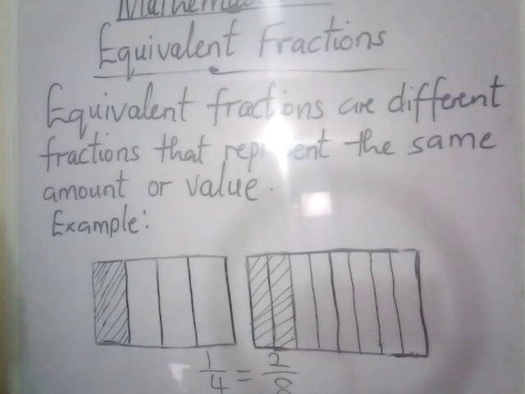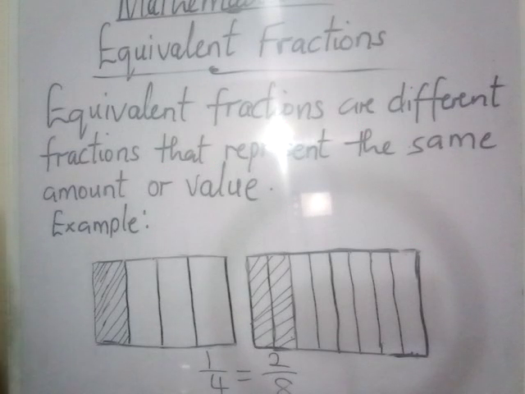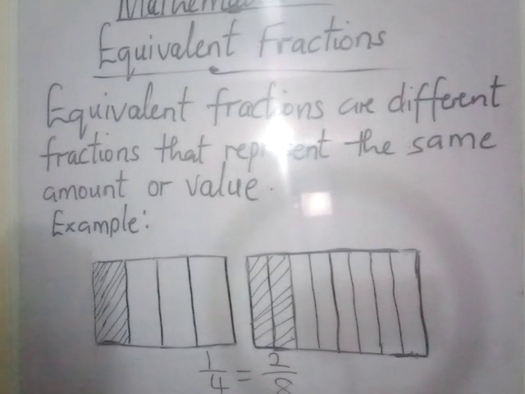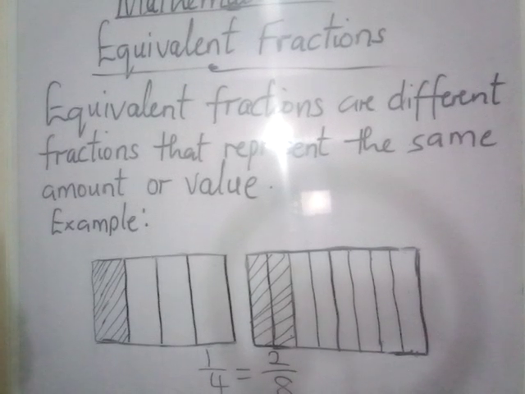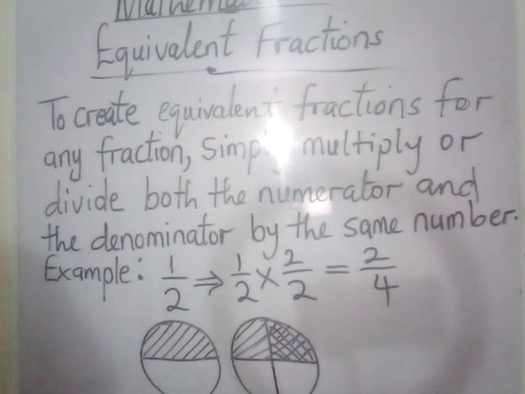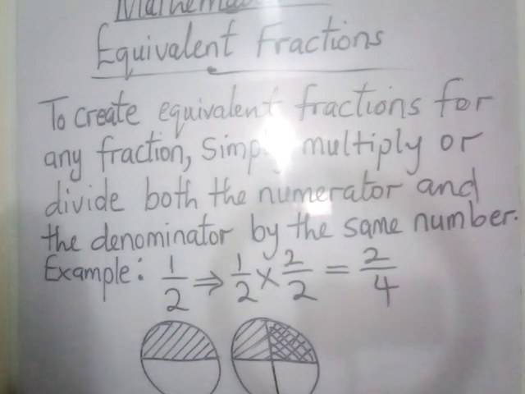we're going to take a look at how we can come up with equivalent fractions. Creating equivalent fractions for any fraction is quite easy. It's very easy to create equivalent fractions for a certain fraction. So to create equivalent fractions for any fraction at all, what you simply do is multiply or divide both the numerator and the denominator by the same number.